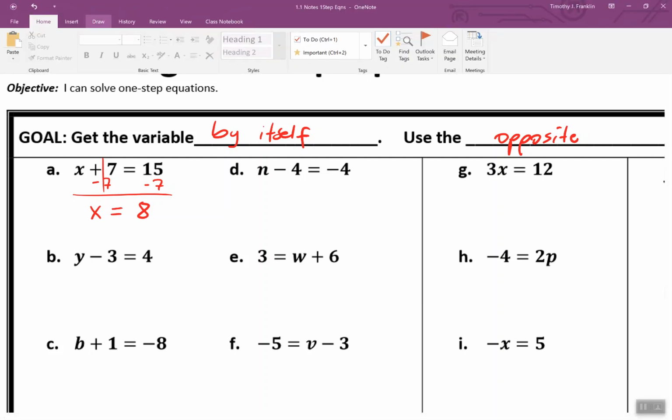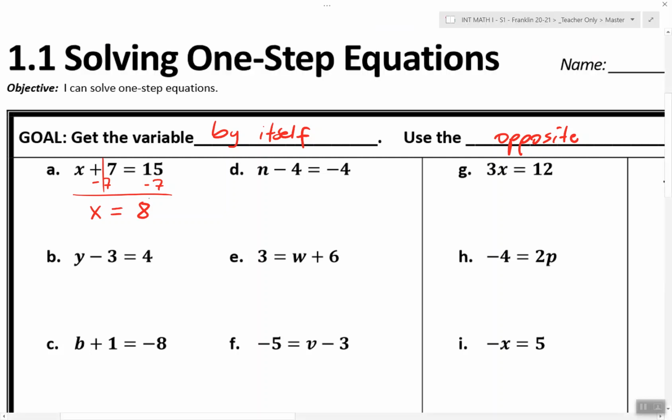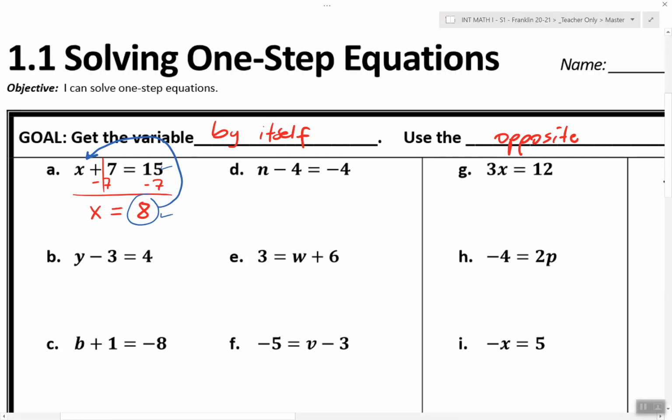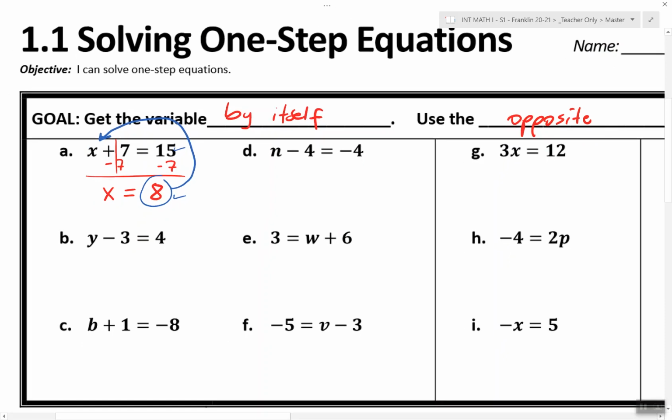And anytime you solve an equation, you can check the answer. Just take that number and plug it in here for x, and then you can mentally check it. 8 plus 7, that is 15, so we know the answer is correct. Always a good idea to just mentally check the answer. Okay, so let's go on to example B.